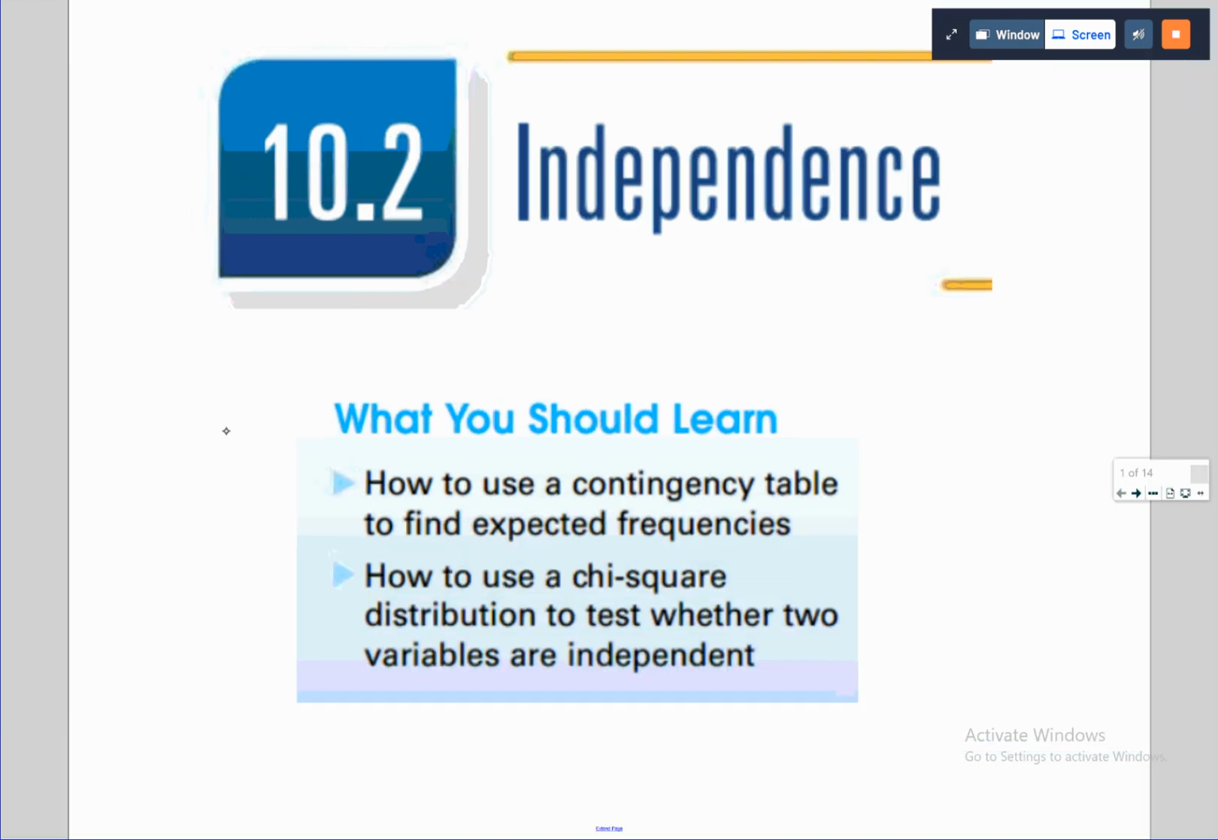You need a calculator, and you're going to need that chi-squared table again today, too.